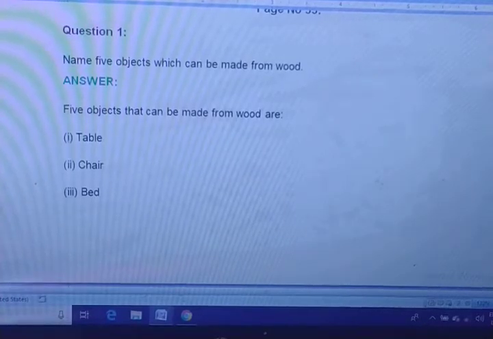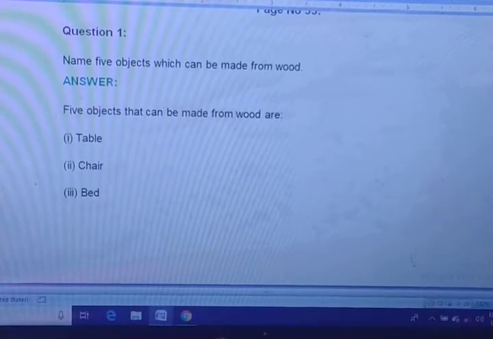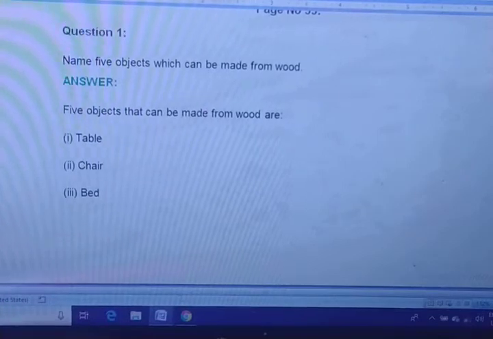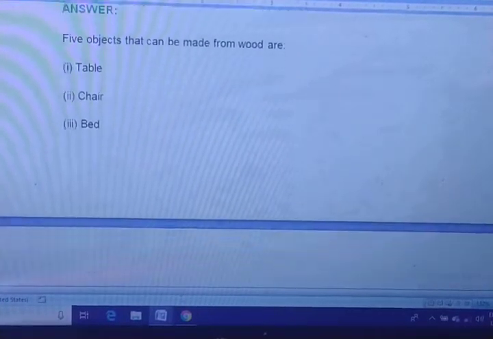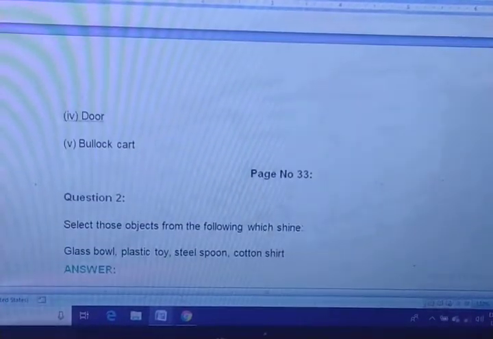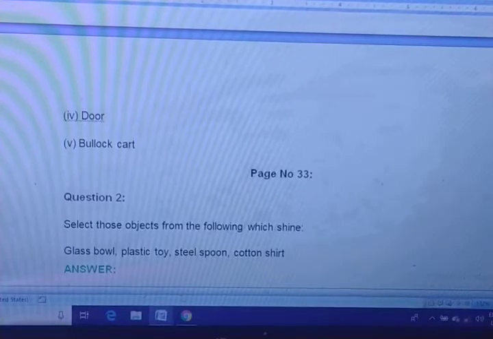Here, name 5 objects which can be made from wood. Question is, name 5 objects which can be made from wood. You can easily write the objects which are made from wood. You can see around you whatever objects are made from wood, you can write that object's name. Here I have written the 5 objects that can be made from wood are table, chair, bed, door and bullock cart. So this was our first answer.